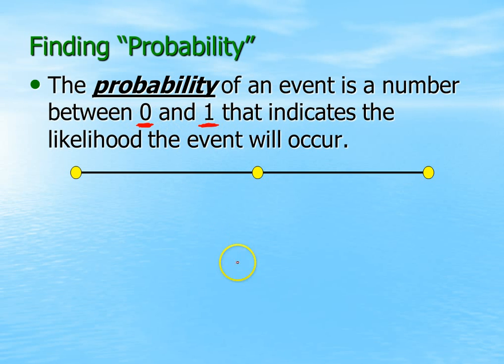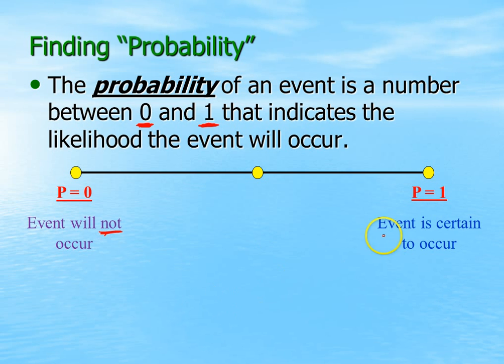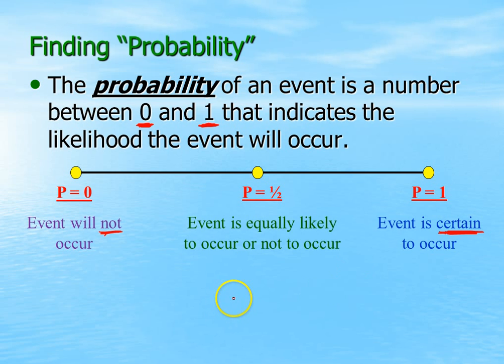The other side, it's not going to happen. So what do you think about 0? Is that it's definitely going to happen or it's not going to happen? 0 is it is not going to happen, which means what's 1? 1 is it will, or it is certain to happen. So what does that mean about the middle? 0.5 can go either way. If we're at 1/2, it can go either direction. So it's equally likely to occur versus not to occur.